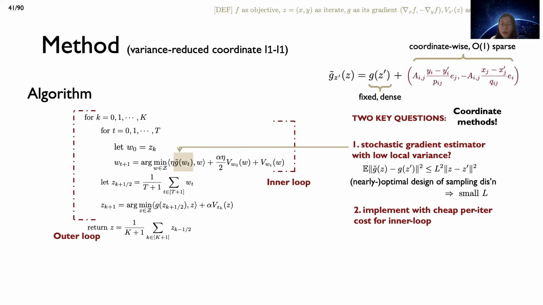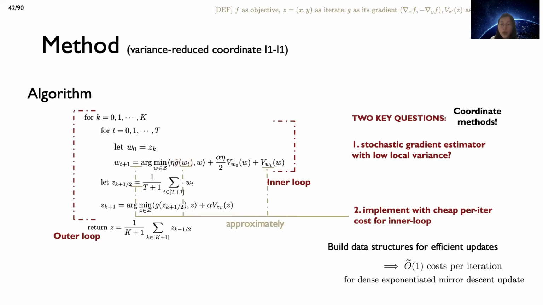To answer the first question, the main challenge boils down to how to choose P and Q optimally for all three domain setups, so that we obtain an L bound as small as possible. This will lead to fewer steps for solving each subproblem, following our inner loop guarantees. For the second question, we build appropriate data structures for efficient updates and show an amortized, nearly constant cost per iteration implementation. This is not an easy task for two reasons.